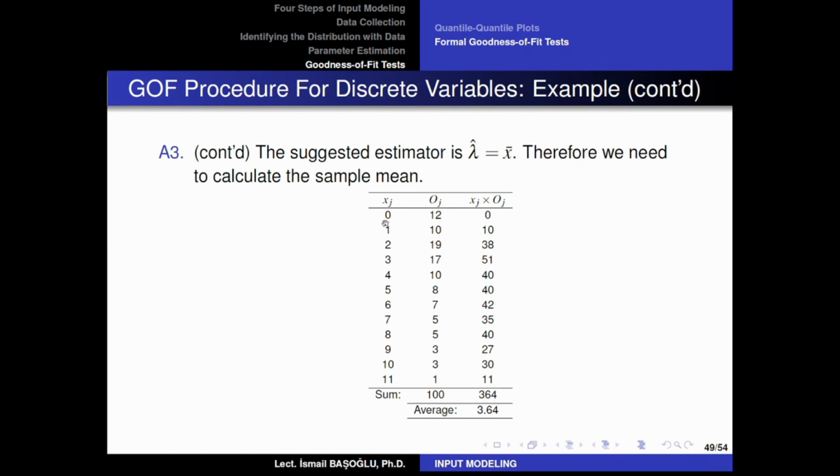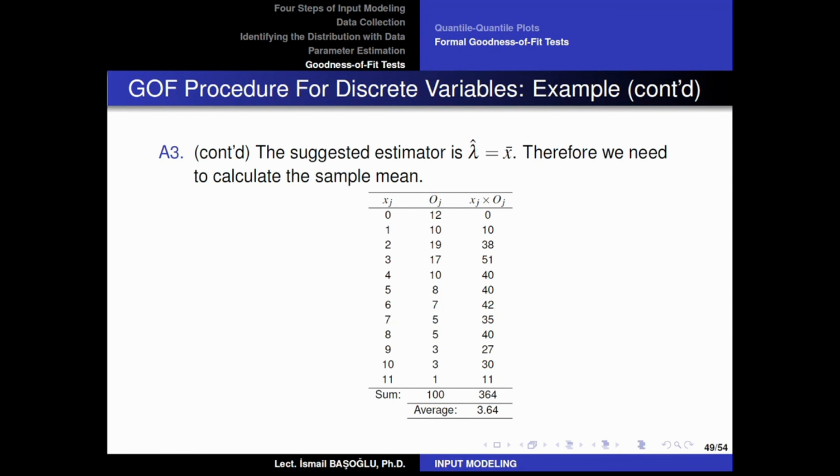I have 12 zeros, 10 ones, 19 twos, 17 threes. I need to sum up all of the 100 observations. So I need to multiply 12 with 0, 10 with 1, 19 with 2, and write them here. When I sum them up and divide by the number of observations, it gives me the average of 3.64. So the average number of cars arriving in these 100 days at that intersection is 3.64.